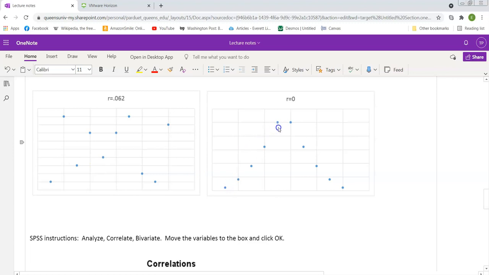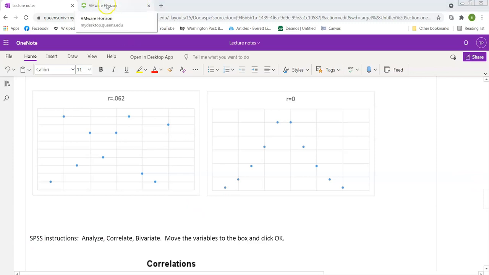And then I also wanted to show you an example of one where these points clearly have a relationship to each other, but it's just not a linear relationship. And so when you have that situation, you're not going to see the relationship reflected in the correlation. So the correlation coefficient cannot catch nonlinear relationships.